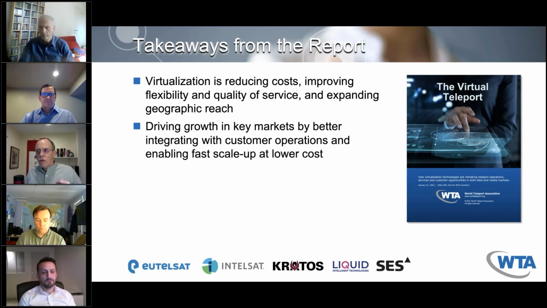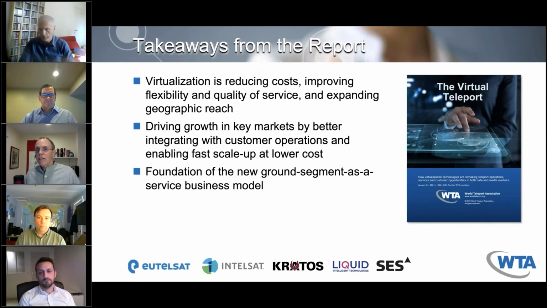It is specifically driving growth in very key markets by better integrating with customer operations, and we'll talk some more about that, as well as enabling that fast scale up at a lower cost that is essential to winning business and serving it profitably. And ultimately, it's turning into the foundation of a new model, the ground segment as a service model that we're going to be looking at as a case study today, which is turning into yet another opportunity for everybody in this ground segment business, whether they're virtualized or whether they're operating a lot of hardware and software themselves at their own facility.